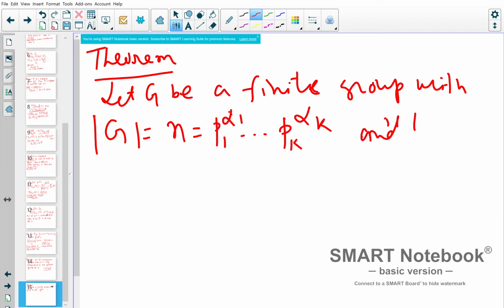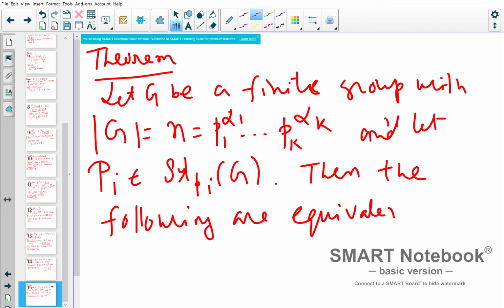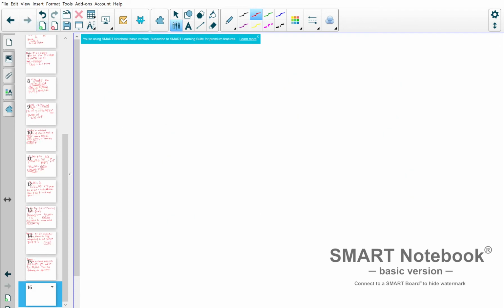And let Pi be the ith Sylow subgroup, Sylow pi of G. Okay. So that is always possible. Sylow's theorem tells you that for any such prime factorization, a Sylow subgroup always exists, right? So these Pi are Sylow subgroups. I assume that the following are equivalent. Okay. What are the equivalent statements? I am saying that there are many equivalent statements of this. So one, G is nilpotent.